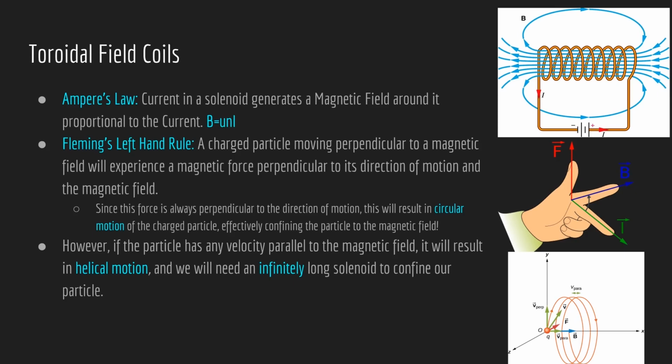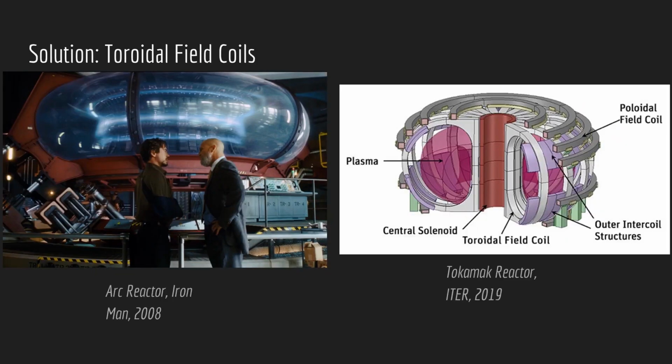However, what if the particle has some component of its velocity parallel to the magnetic field? Well, in the Tokamak, we will be heating our plasma to very high temperatures, and so the particles will move very rapidly in random directions. This will thus result in helical motion, and we will need an infinitely long solenoid to confine our particle. Now, that's not very feasible. The solution is toroidal field coils. If we take our solenoid and bend it into the shape of a donut, called a torus in mathematics, we can effectively have an infinitely long solenoid, as the charged particle will undergo helical motion in a circle following the magnetic field lines.